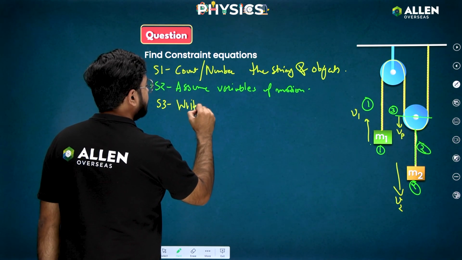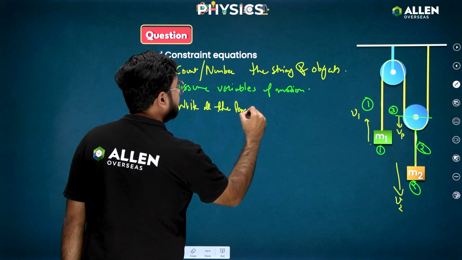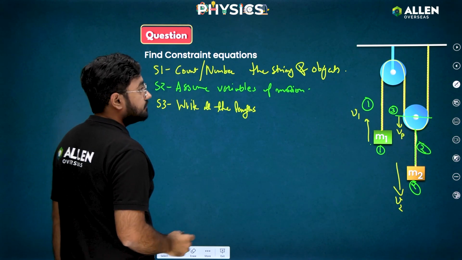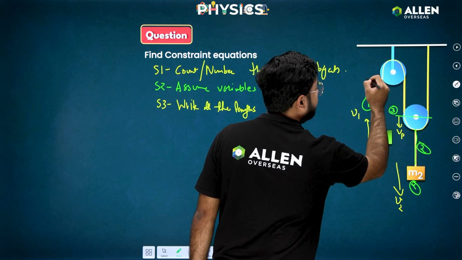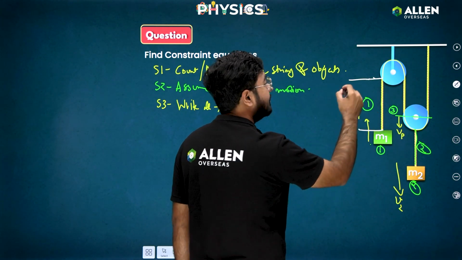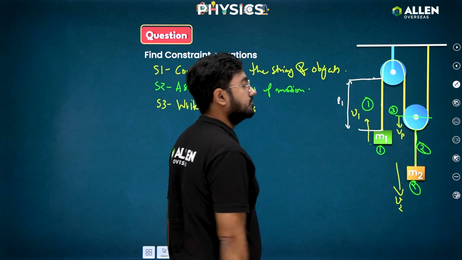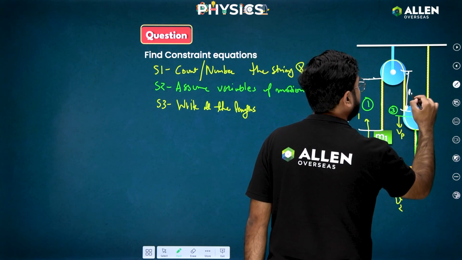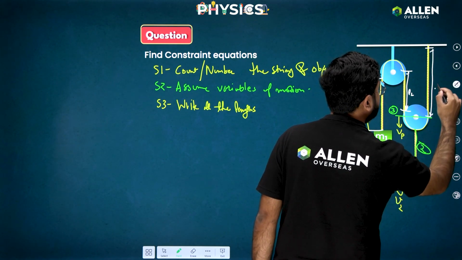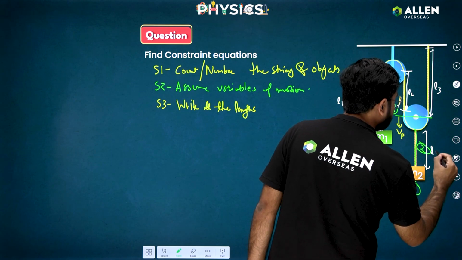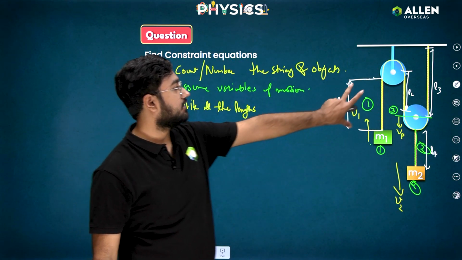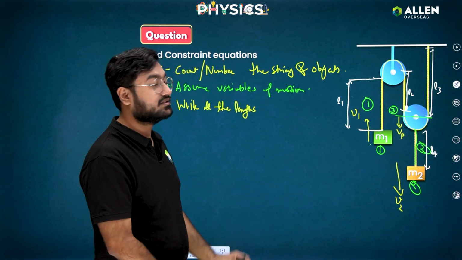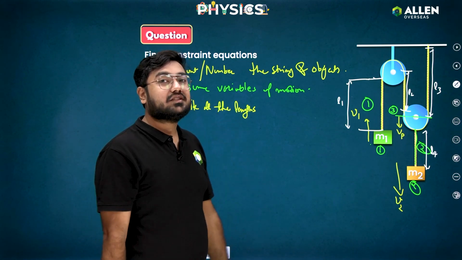Okay. Now third, write all the lengths, right? Write all the lengths. So let us see how many lengths are there. So suppose the length between this point and this point, that is the instantaneous length, that is L1. Agreed? Next, this thing is L2. This thing is L3. And this thing is L4. This is the first length, second length, third length, fourth length. These lengths can change, but the overall length of the string is not going to change, right?